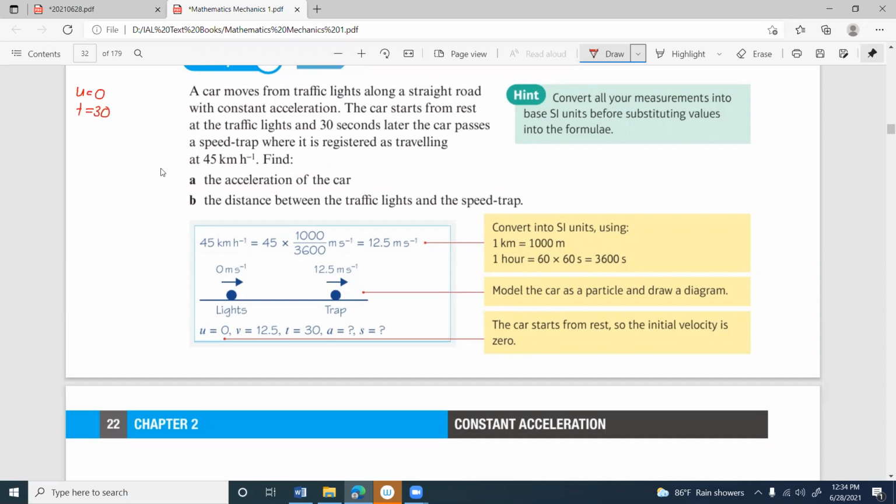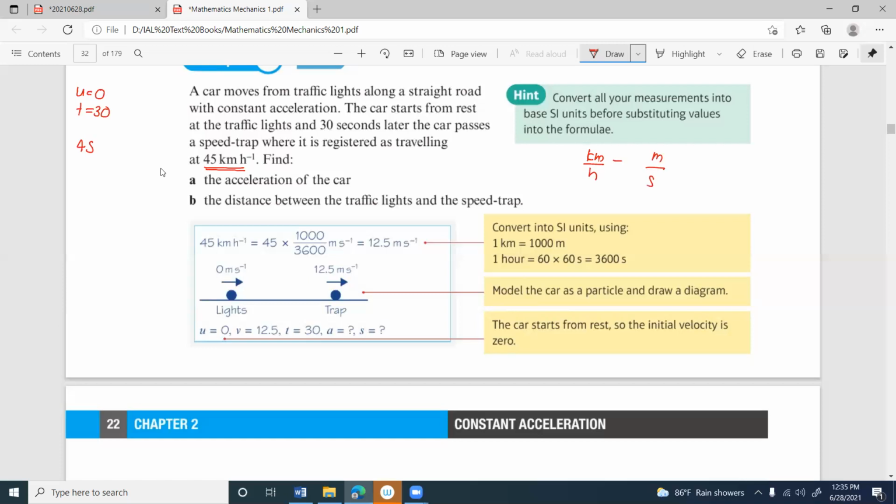The car passes a speed truck registered as traveling at 45 kilometers per hour. Now we have a doubt because all these facts are given in seconds and meters, but here it's given in kilometers per hour. How to convert kilometers per hour to meters per second? Multiply by 1000 and divide by 3600. Kilometers per hour should be converted into meters per second.